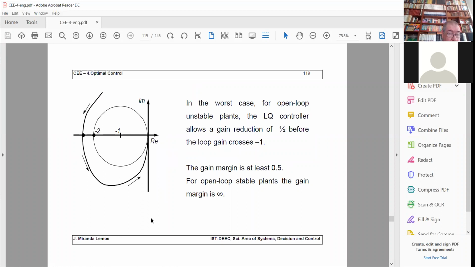Now, this means that for the phase and gain margin, if you have an open loop stable system, then the phase margin is infinity, because you will never have the need to encircle point minus one, okay? The analysis should be a little bit thinner to understand this, but you might understand that no matter how you change your gain, you will never enter minus one.